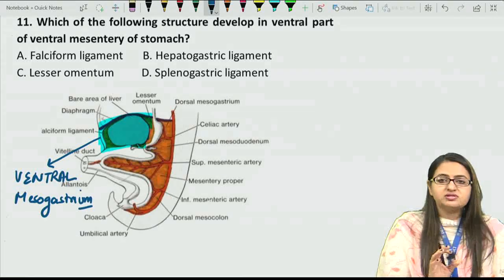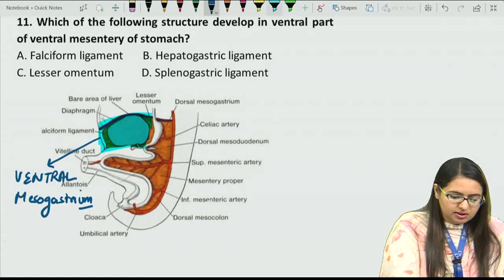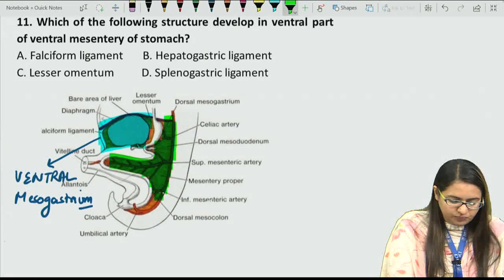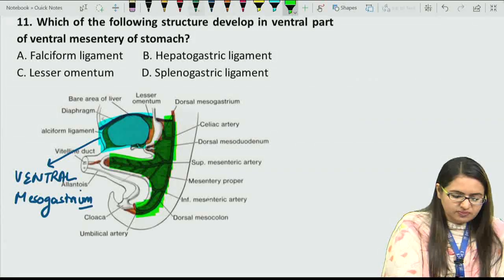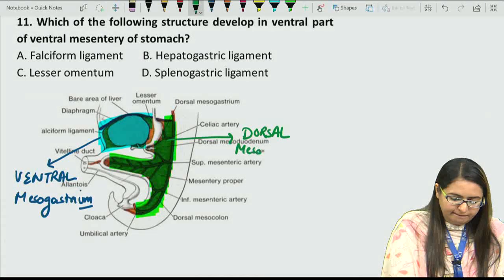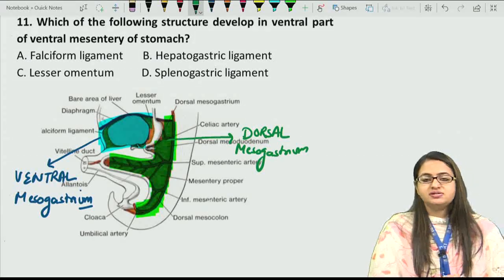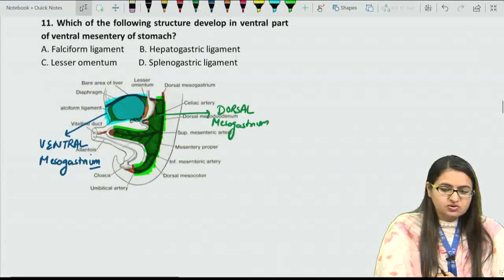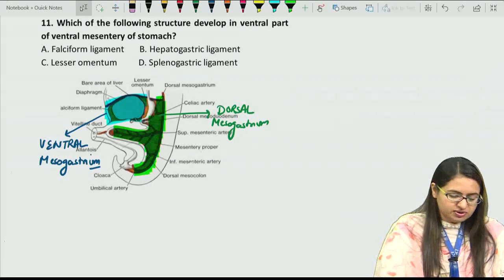And if we see, it is present only in the upper portions. The mesentery which is posterior to it, this whole mesentery, this is the dorsal mesogastrium. This dorsal mesogastrium, if we see, it is extending throughout this gut portion. Now what are the structures which are derived from the ventral and the dorsal mesogastrium?